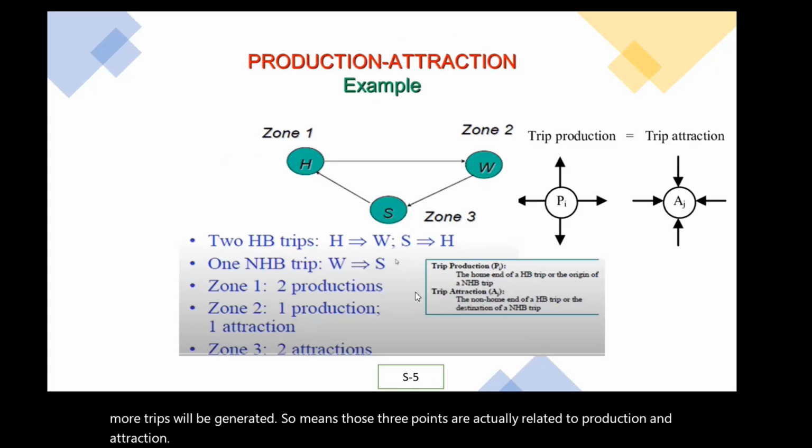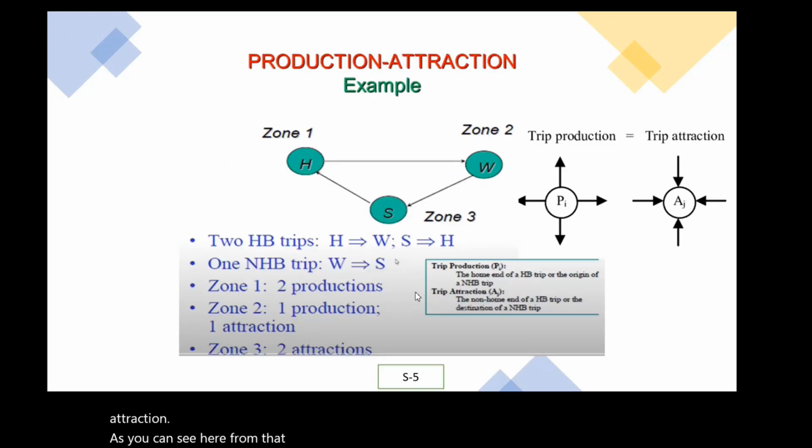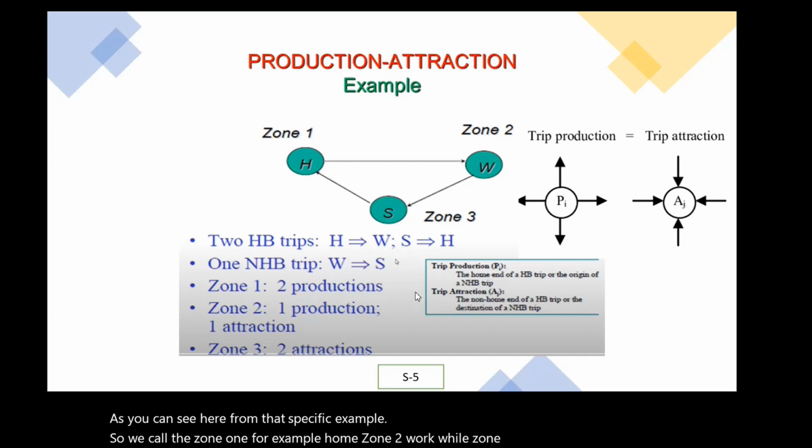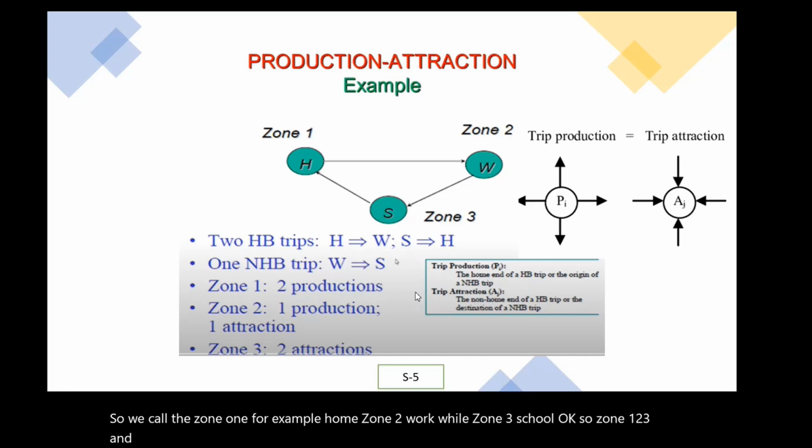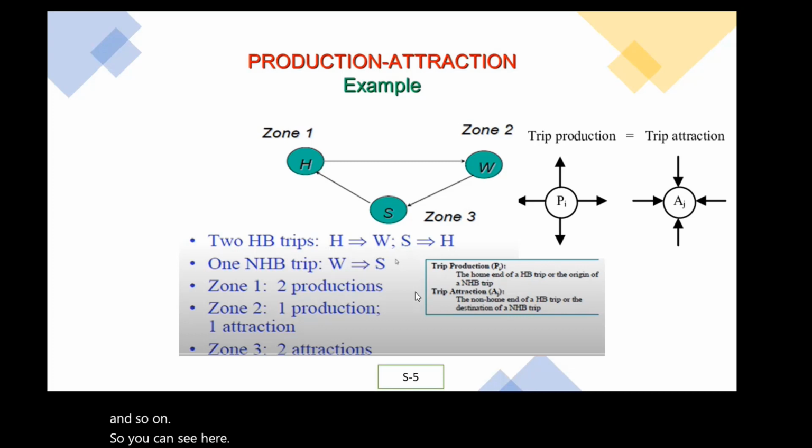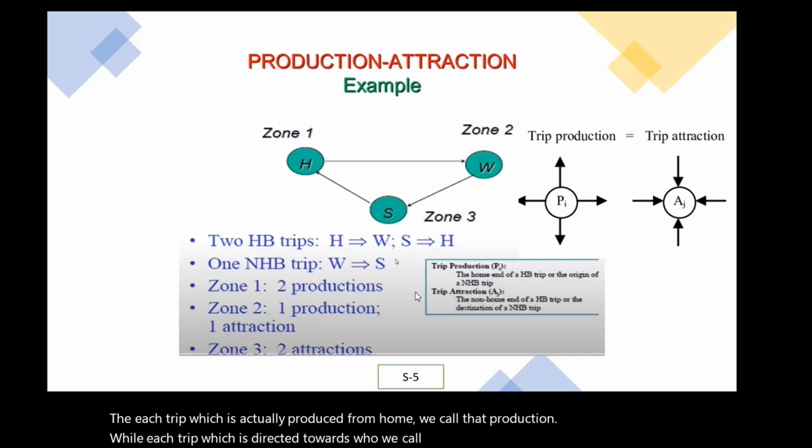As you can see from that specific example, we call zone one, for example, home, zone two, work, while zone three is a school. So zone one, two, three, and so on. You can see here that each trip which is produced from home, we call that production, while each trip which is directed towards home, we call that attraction.